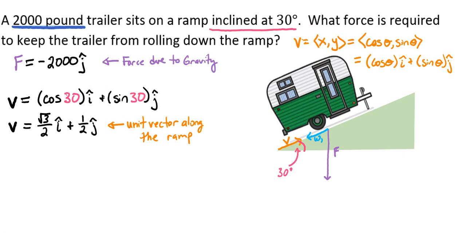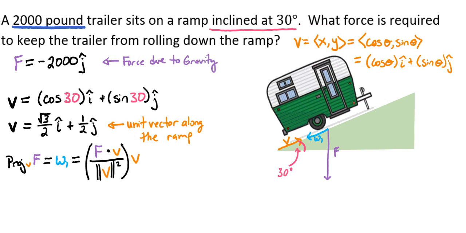So the projection of F onto V is our vector W1, which equals our vector F with the dot product of vector V divided by the magnitude of vector V squared, all times our vector V.